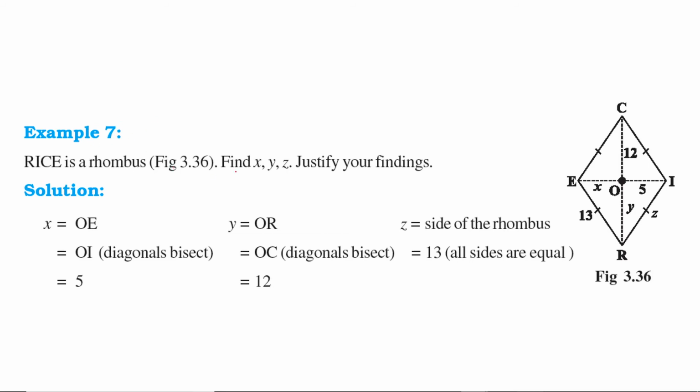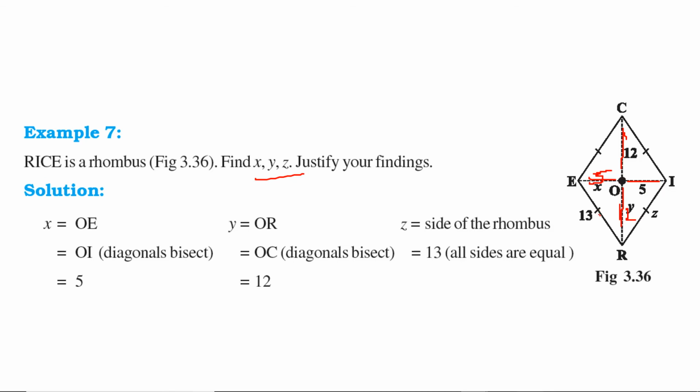RICE is a rhombus. Find x, y, z. Justify your findings. See, this is a rhombus, right? And it has all the properties of parallelogram. Along with that, the diagonals bisect as perpendicular bisectors. Here x is OE. This is 5, so this will also be equal to 5. X will be 5. This is 12, so this will be equal to 12, right?